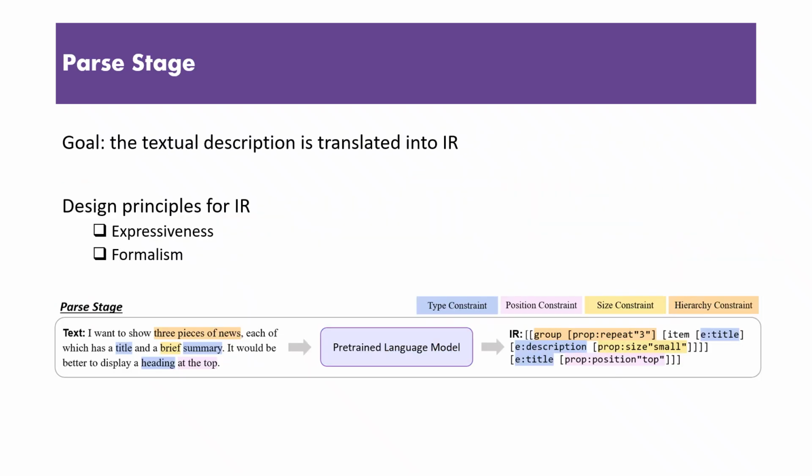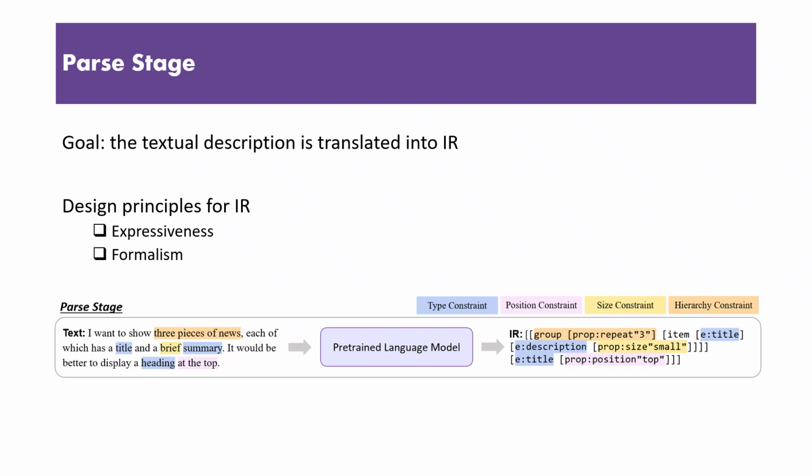As a bridge between text and layout, IR should meet the following two requirements. The first one is expressiveness. It means that IR should be expressive to represent diverse user constraints on layouts. Otherwise, the mapping from text to IR will incur undesired information loss. The second one is formalism, on which the existing natural language understanding techniques can exhibit accurate understanding performance.